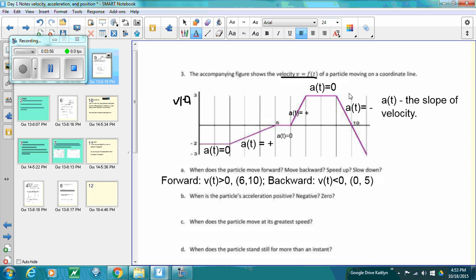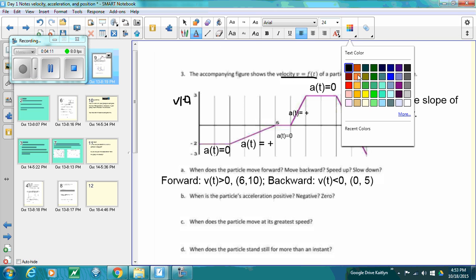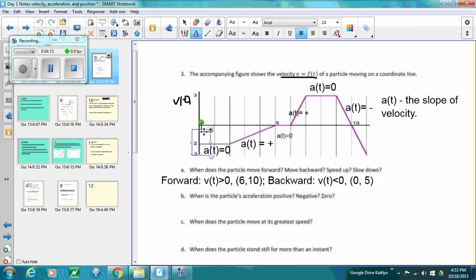So we found our slopes. Then we have to compare our slopes to our velocity. Our velocity from 0 to 2 would be negative, because anytime my velocity is below the x-axis, it's negative. Actually from 0 to 5, my velocity is negative the whole time. And then we already said from 6 to 10, my velocity is positive.